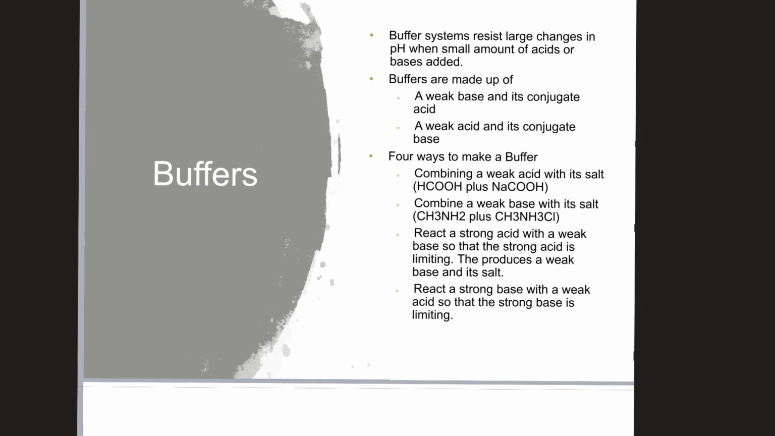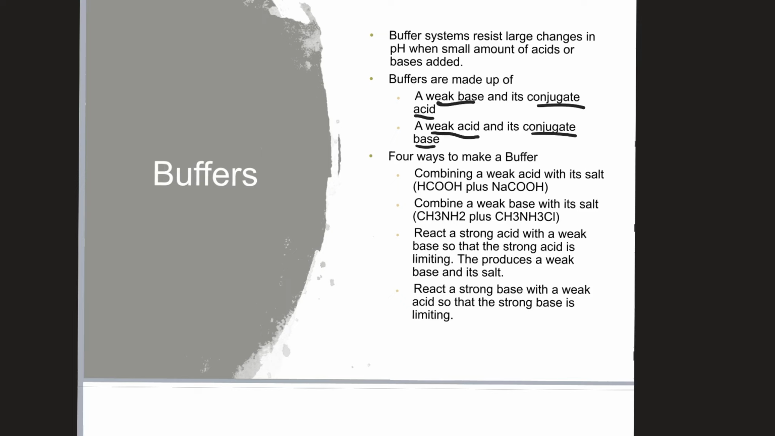Now, when we talk about buffers, buffers are basically any system that helps resist pH change. The way you typically make them is that you take a weak base and mix it with its conjugate acid. Hopefully you'll review how we determine conjugate acids and conjugate bases. So it's a solution of a weak base with its conjugate acid, or a weak acid with its conjugate base.